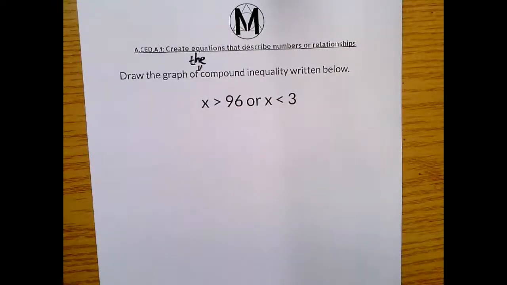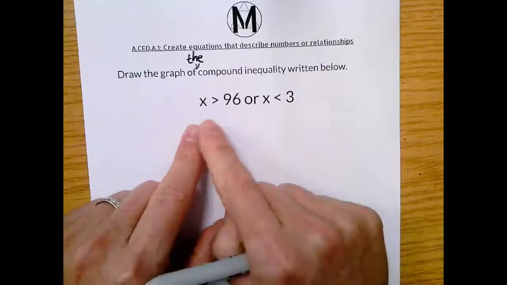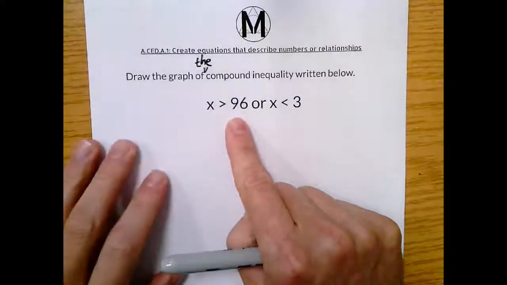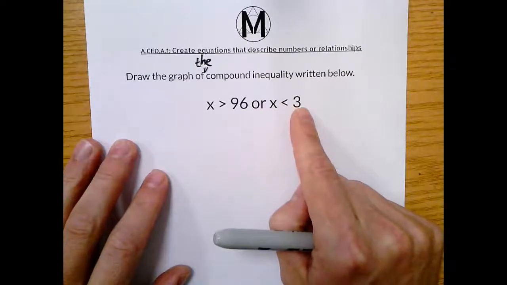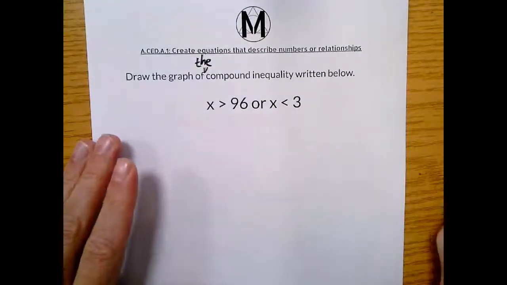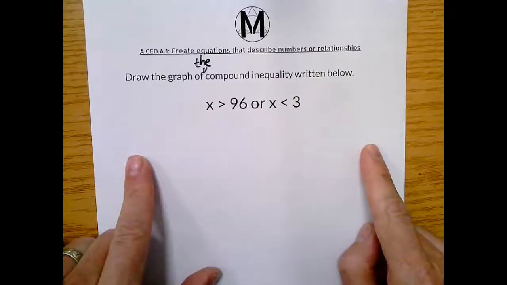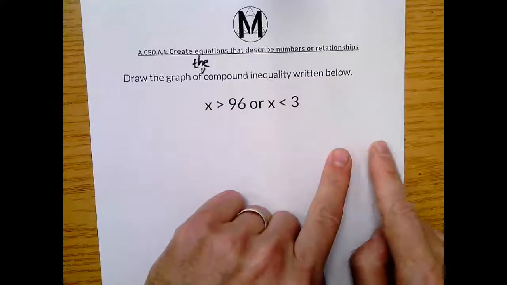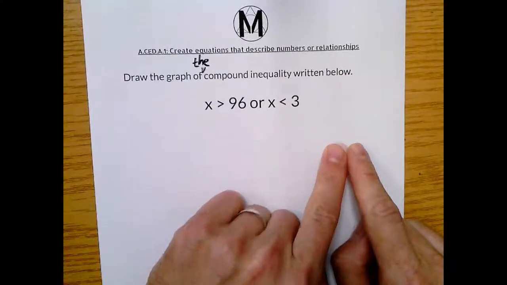Let's get to work. So when we look at this compound inequality, the first thing it tells you is x is greater than 96. But then it also tells you x is less than 3. So what that tells you is that we're going to have a number line here. We're going to build it. And over here we're going to have the number 96. And x will always be bigger than 96, but it won't ever be 96 or smaller.